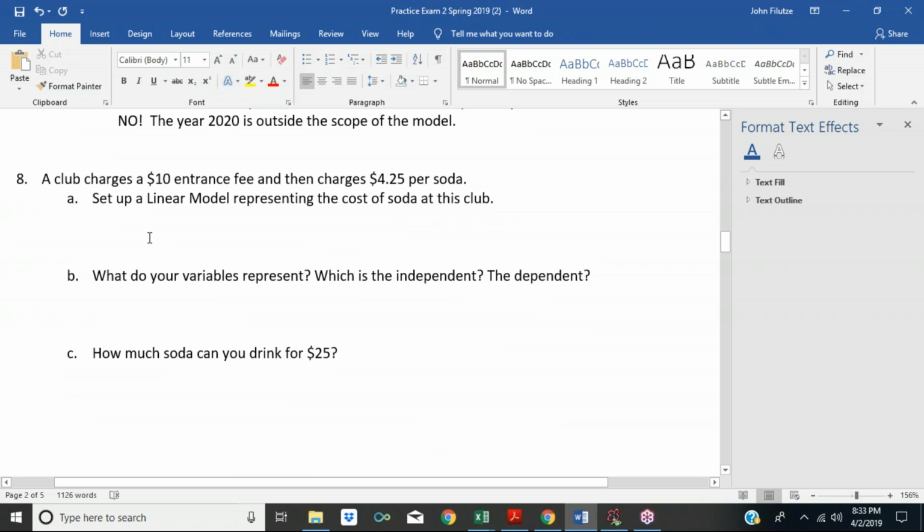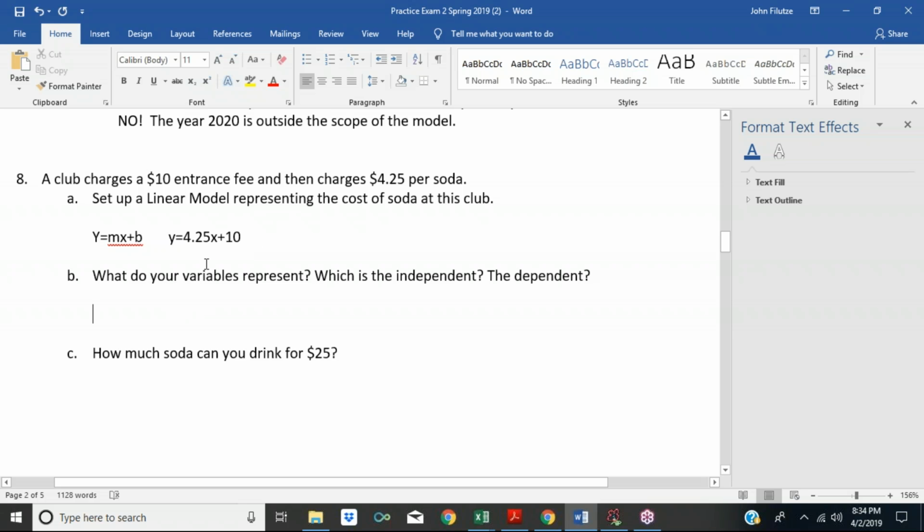So number 8 asks us to write an equation, and this is a linear model. So that means it's going to be y equals mx plus b, right? And the y and the x stay the same. The m and the b is what we're concerned with. So the m is the rate of change and the b is the starting amount. So which of these is the rate of change, the $10 fee or the $4.25 per soda? Whenever you see per, that's telling you that that's the rate. So 4.25x plus 10, that would be our linear model.